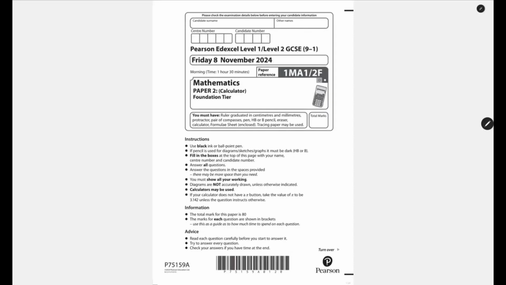Today we're going to be going through the 2024 November Paper 2 Calculator Foundation Tier paper. We'll be going through each and every question step by step to make sure that we get full marks.